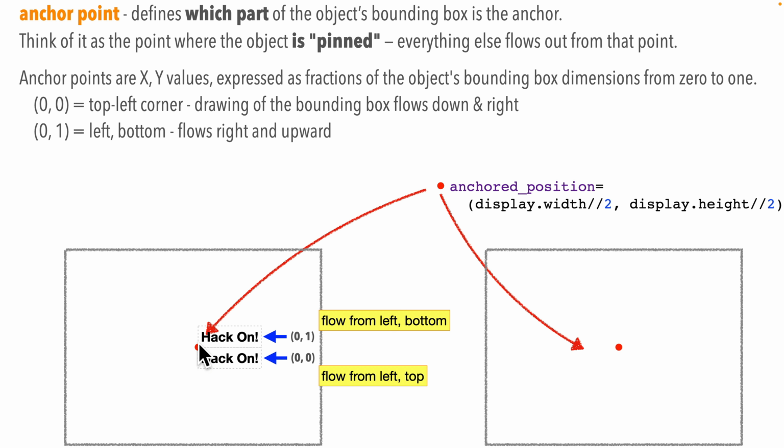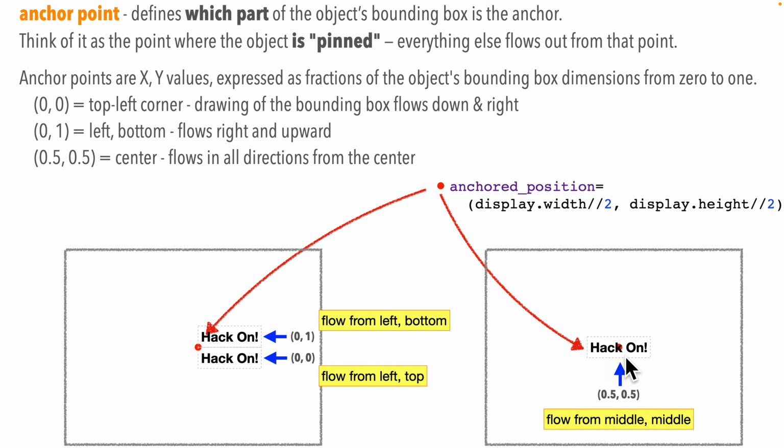Now we mentioned the anchor point values are fractions of sizes of the bounding box. So what if we say the anchor point is X 0.5 and Y 0.5? Well, that means pin at 50% of the X and 50% of the Y and flow out in all directions from the center. That's the center of the label. Remember, anchor point applies to the label or the object that we're positioning. That's what we've got here, right in the middle.